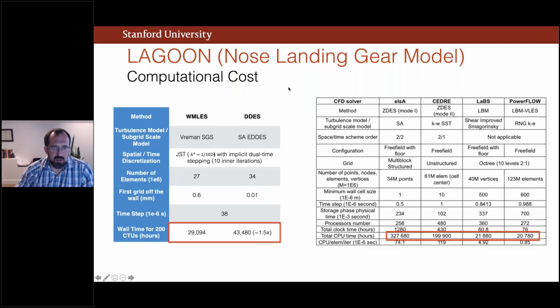You can see here some comparison of values for the computational cost, generally pretty good when compared with some of the other simulations that were performed on this case. In this particular case, the wall model LES was a bit better than the DDES in terms of wall clock time, but both were reasonably comparable.